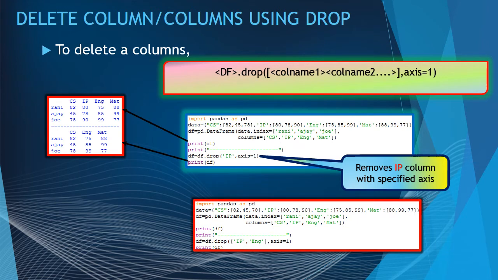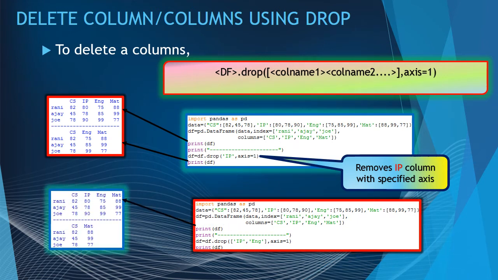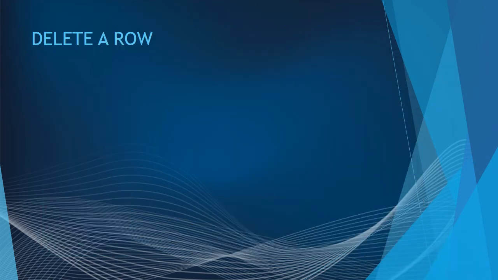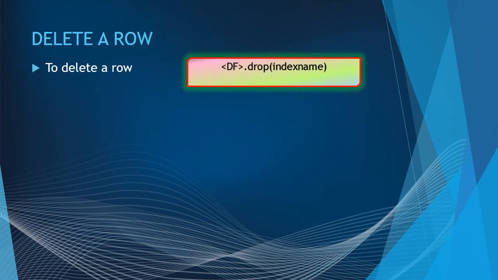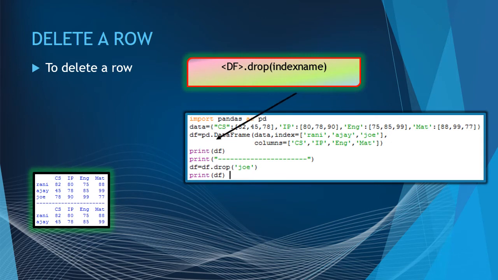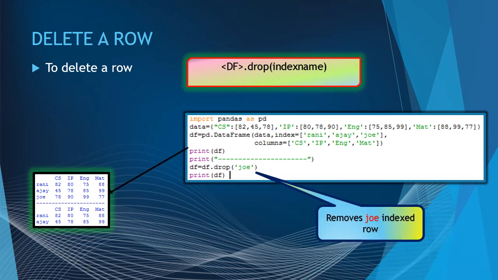Next, I have given df equal to df.drop IP comma English, so two columns I am going to delete, and mention axis equal to 1. It indicates the columns. To delete a row from a data frame object, we use df.drop with the row label name. So df equal to df.drop Joe. So the Joe row is deleted.